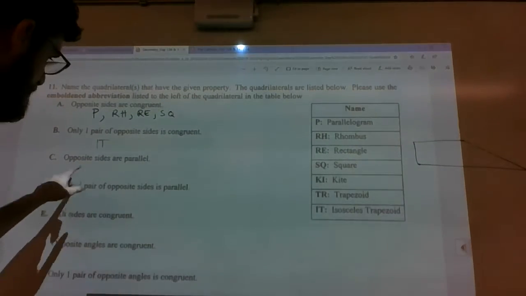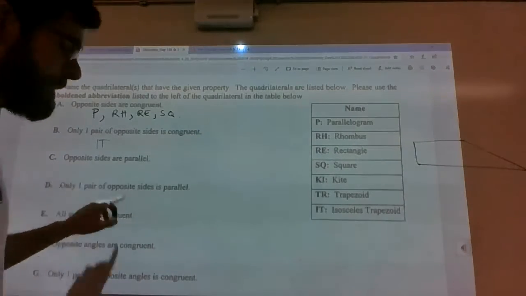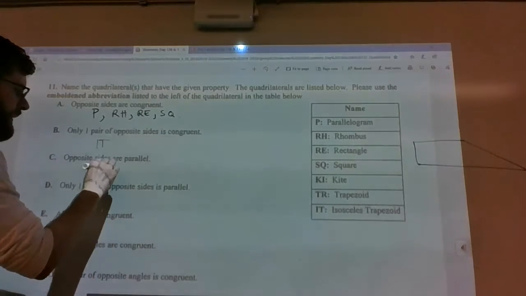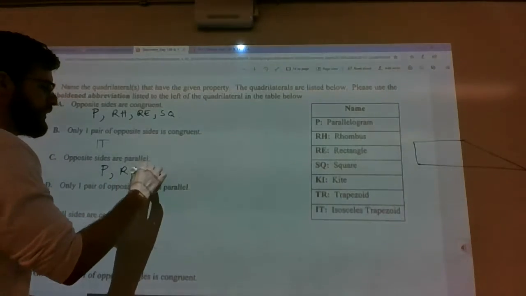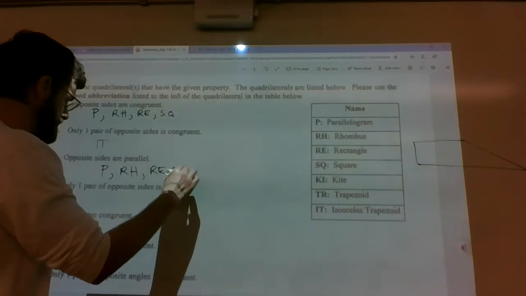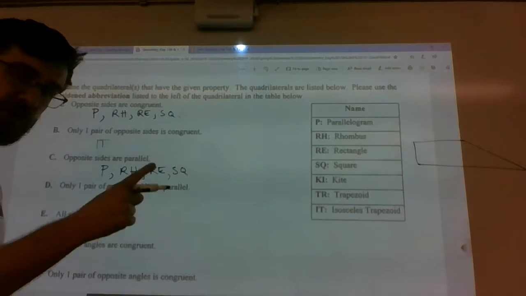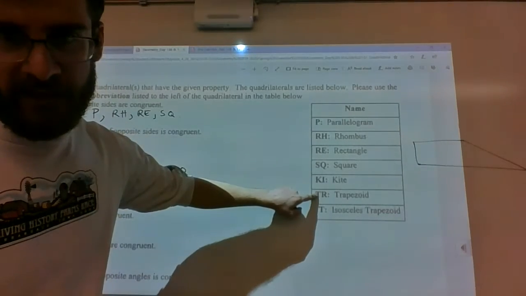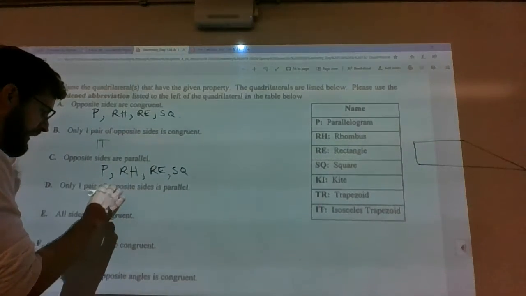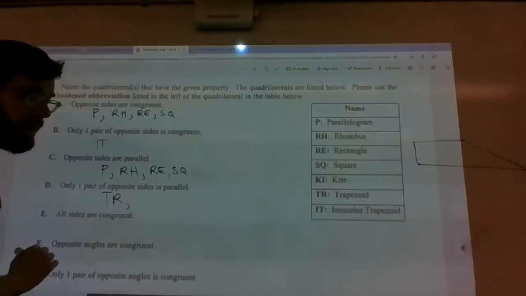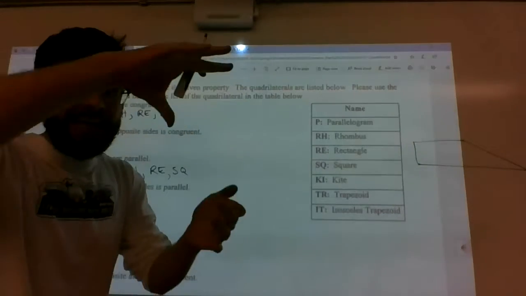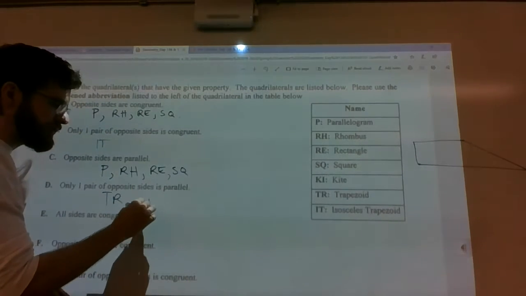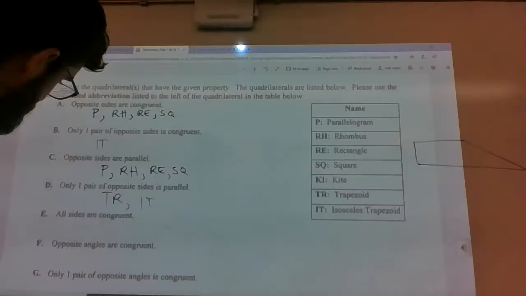All the opposite sides are parallel for C. That's a hallmark of all parallelograms. So you would say parallelogram, rhombus, rectangle, and square. If it's only one pair of opposite sides parallel, that's what a trapezoid would be listed under. So a trapezoid has one pair of opposite sides parallel, but an isosceles trapezoid is a trapezoid. So anything that works for the trapezoid has to be also listed for an isosceles trapezoid.